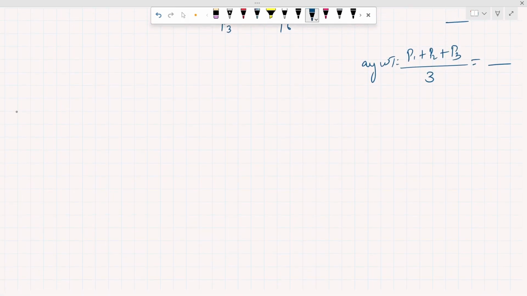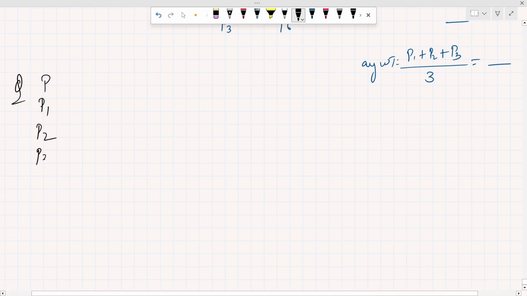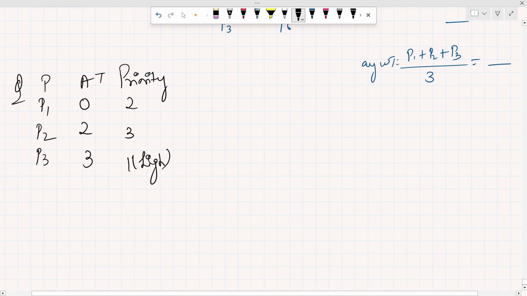Now we are moving towards the next question. We have to do the same thing, but now in this question, priority comes in. We have processes P1, P2, P3, three processes again. The arrival times are 0, 2 and 3. Now we have a priority of 2, 3 and 1, and 1 is the highest priority.